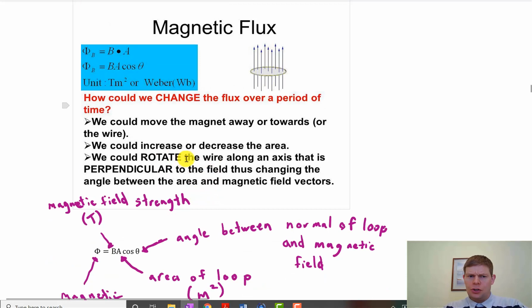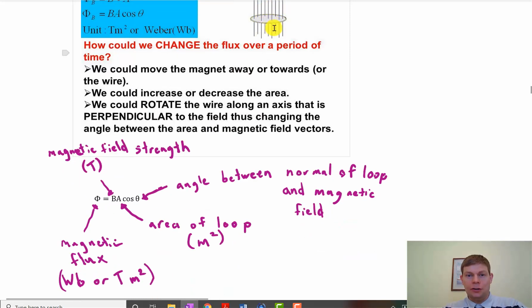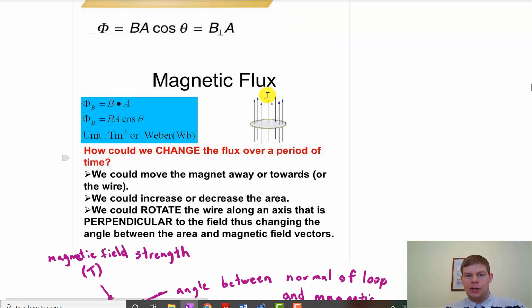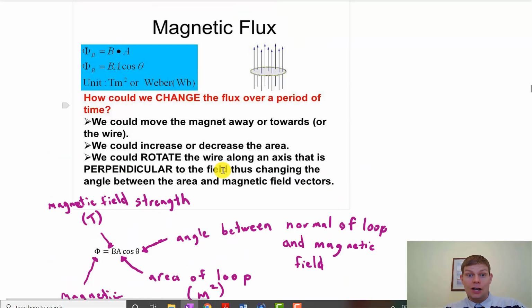Yeah, and make sure you're rotating the wire along an axis that's perpendicular to the field. If we just spun it around the central axis, the normal line in the center, it would not do anything. You would not change the area. But if you rotate it along an axis perpendicular to the magnetic field, you get tons of changing flux.